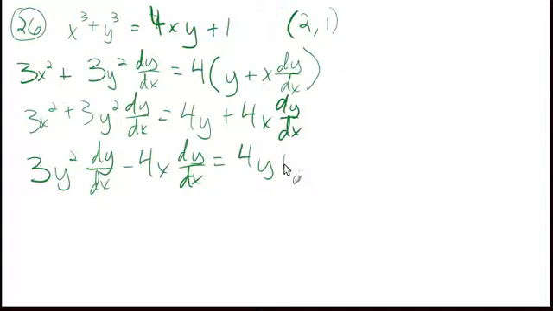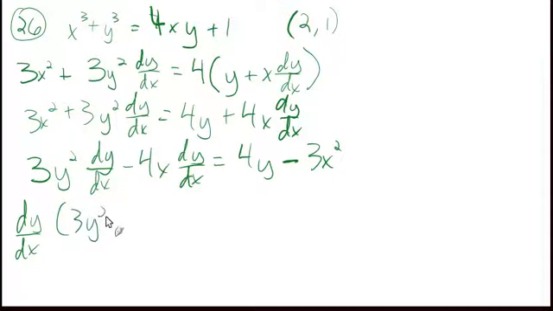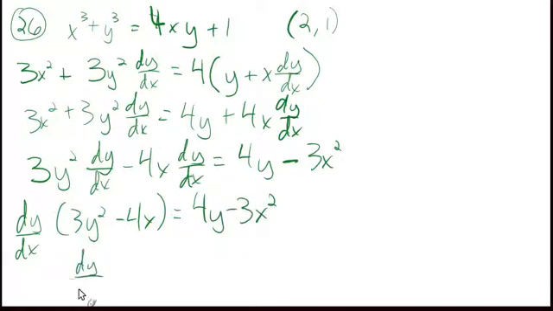4y, minus 3x squared. Factor out dy/dx. It equals 4y minus 3x squared over 3y squared minus 4x. Okay, whew, I did all of that.